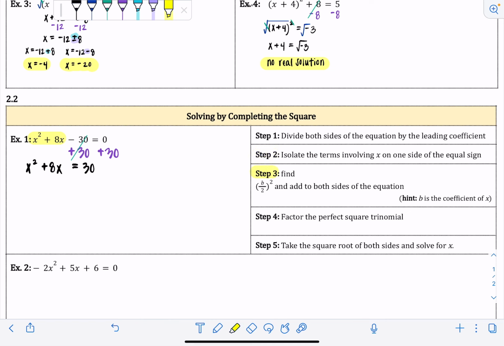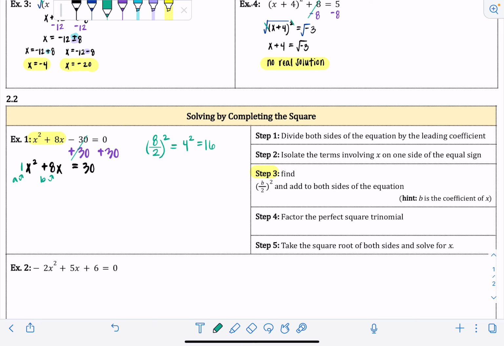So step 3 says find (b over 2) squared and add it to both sides of the equation. This goes back to a being the coefficient of x squared, b being the coefficient of x, and in this case I don't have a c, which when you're completing the square you don't want there to be a c, you just want a and b. So b is 8. So I'm going to take 8, put it over 2, and square it. I just substituted my b into that little formula listed under step 3. So we'll simplify. 8 divided by 2 is 4, and then 4 squared is 16.